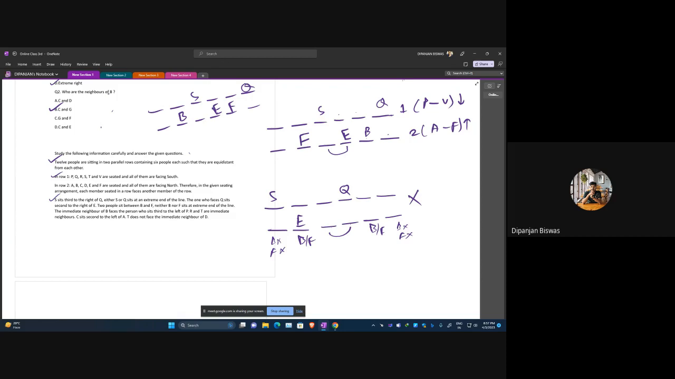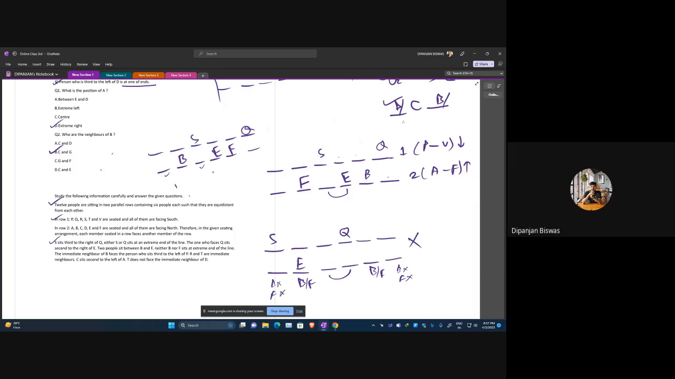The immediate neighbor of B faces the person who sits third to the left of P. The immediate neighbor of B can be either this person or this person. If we start by taking this person as the immediate neighbor of B, the person facing him is this.